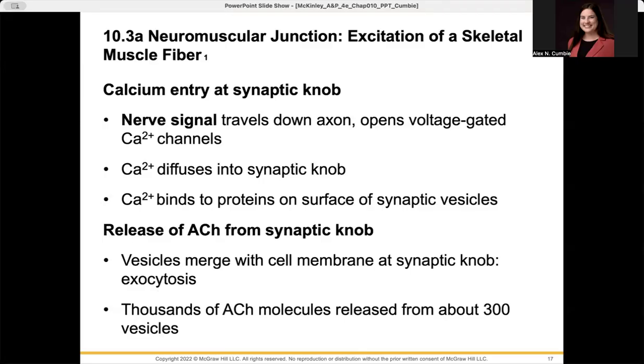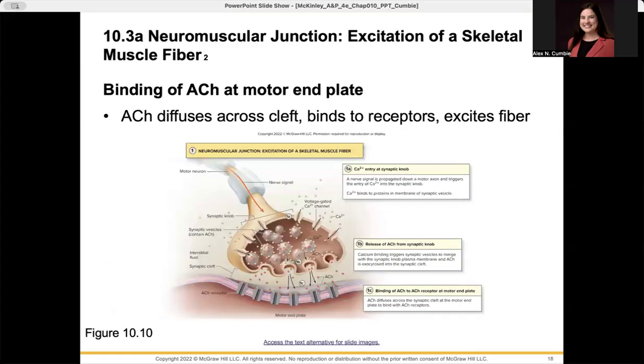This is bringing back some of the terms we learned about movement across the cell, right? We have diffusion of calcium coming into the cell, and then we have exocytosis of that ACH once those vesicles merge with the membrane of the synaptic knob. And again, those ACH, those neurotransmitters, are going to be released, thousands of them, right, into the synaptic cleft.